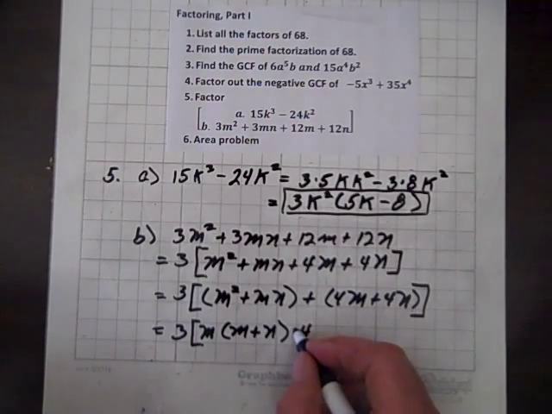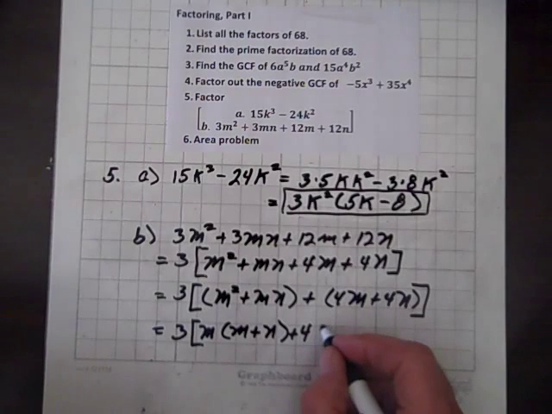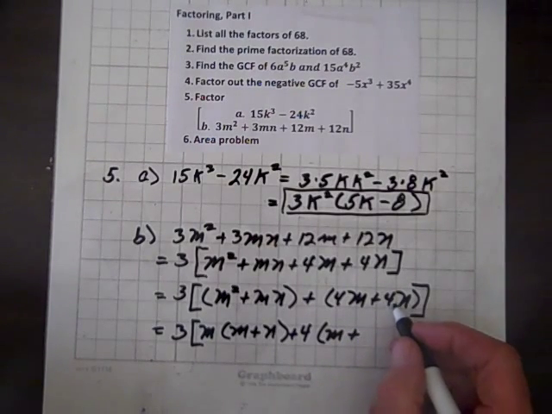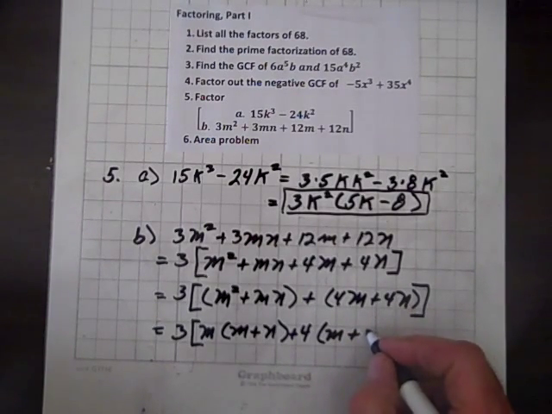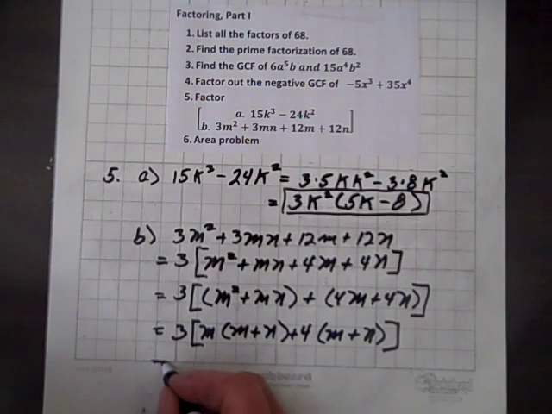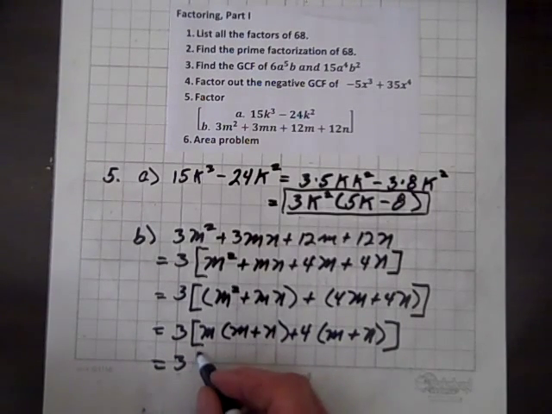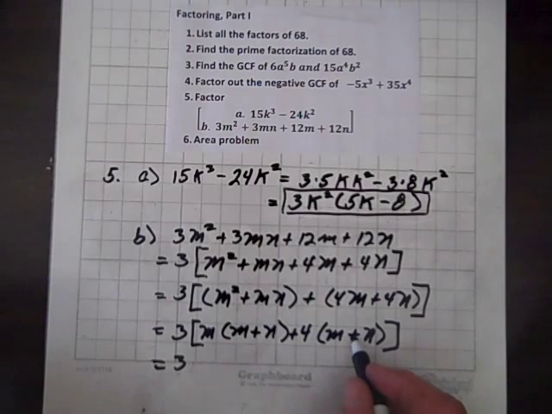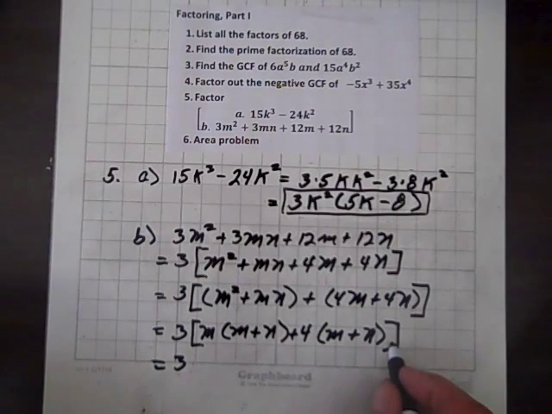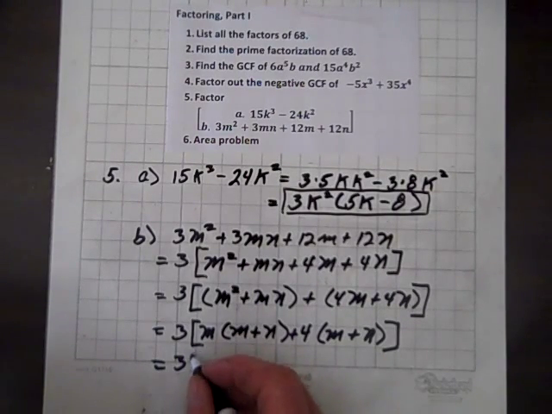And if we factor a 4 out of each of these terms, 4 times what is 4m? Well, we need a factor of m here, plus 4 times what is 4n? We need a factor of n there. Now, m plus n is a factor of each of these terms. So outside we have this 3. We can dispense with these square brackets.